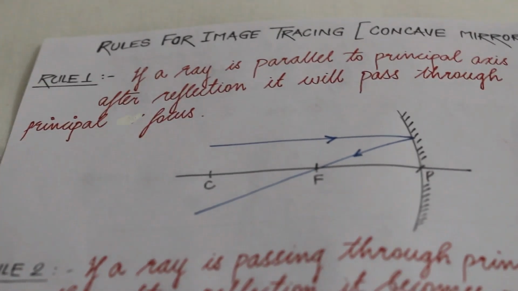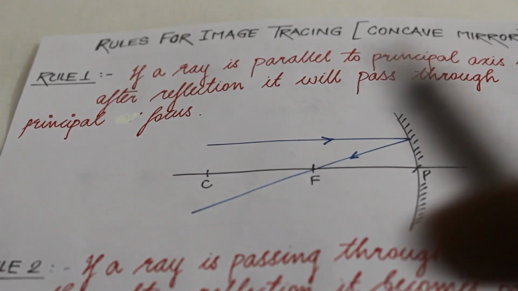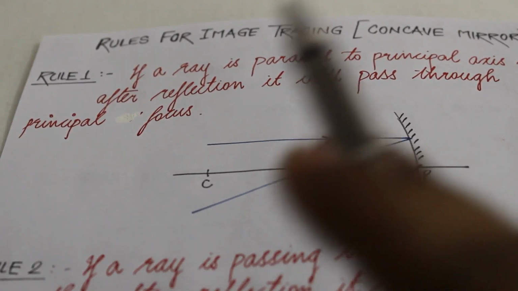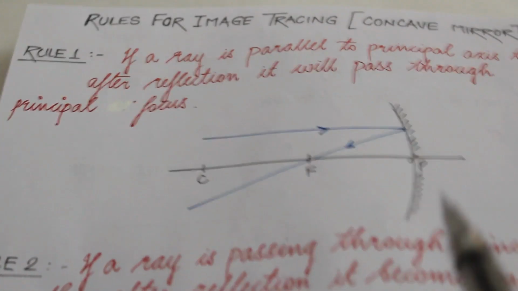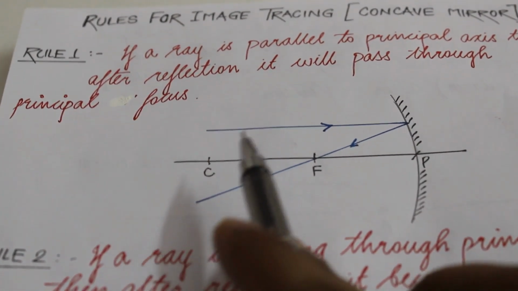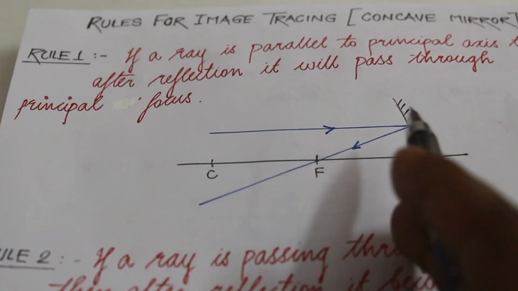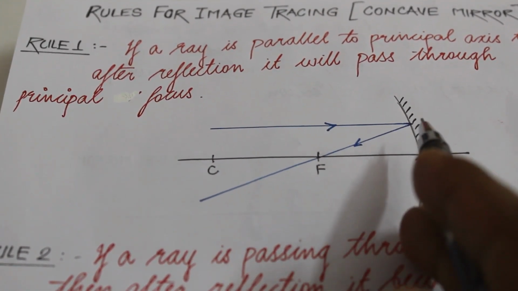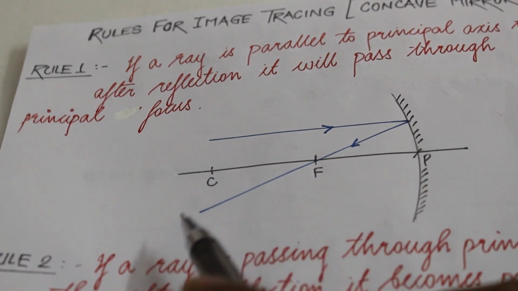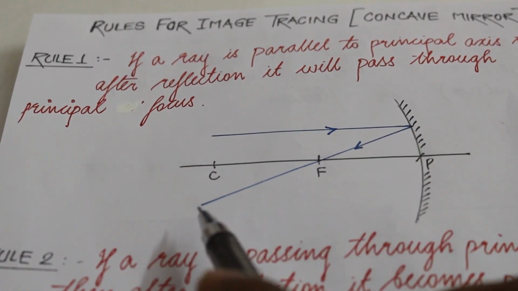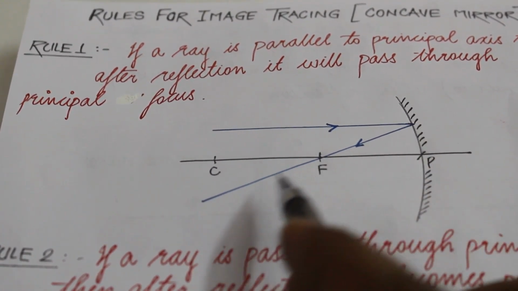The first rule is, if a ray is parallel to the principal axis, then after reflection it will pass through the principal focus. As you can see, if a ray is parallel to the principal axis, then after reflection it will get reflected back in such a way that the reflected ray will pass through the focus.